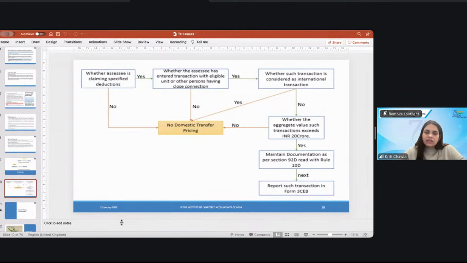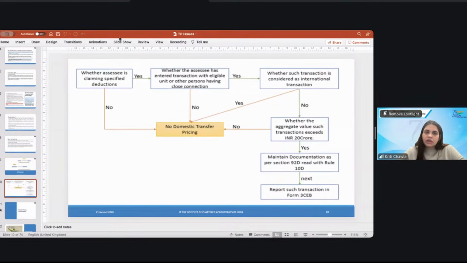This is another slide that talks about when SDT provisions are applicable. So in this, why don't you take a minute and just go through this? Take 2 minutes and then I'll explain this. I think this just summarizes the entire concept of SDT in a very effective manner. So just take 2 minutes and read through this diagram.